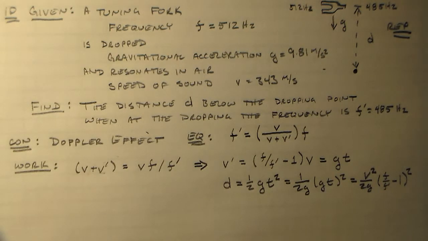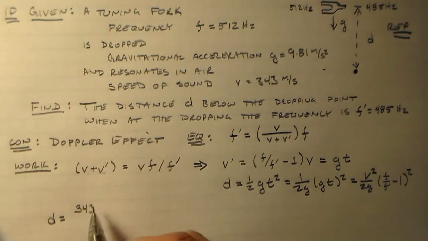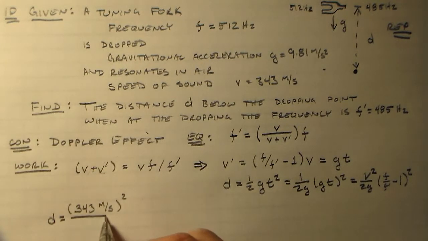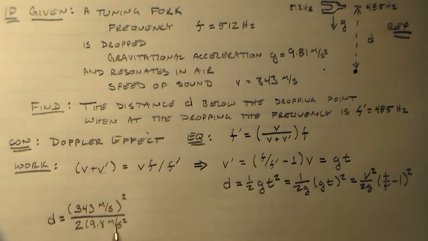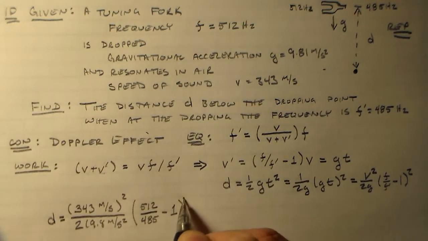Okay, so I guess there's nothing particularly interesting left over, right? We just have to plug in some numbers and find a calculator, which I famously don't own. So D is equal to 343 meters per second squared over 2 times 9.8 meters per second squared times the quantity 512 over 485 minus 1 squared.